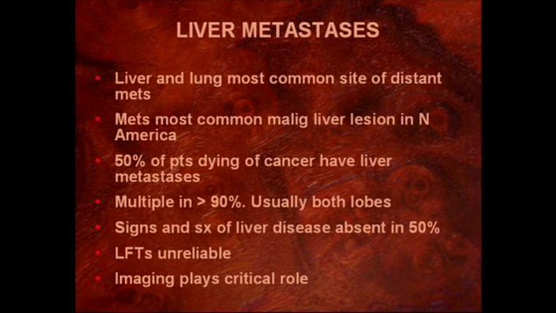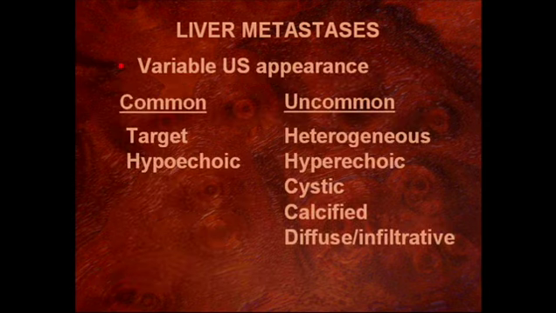Generally, liver metastases are multiple. That is true in 90%, and they usually involve both lobes of the liver. But realize that 10% of metastases are solitary. Signs and symptoms of liver disease are absent in approximately 50% of patients with liver metastases, and the liver function tests are notoriously unreliable in detecting liver metastases. So imaging plays a critical role, as you all already know.